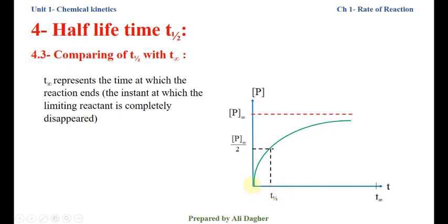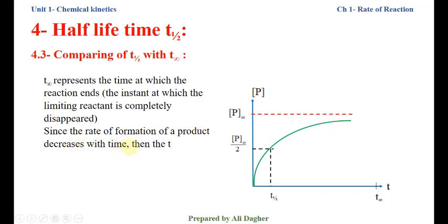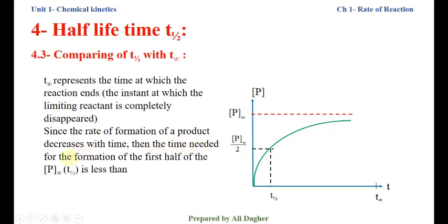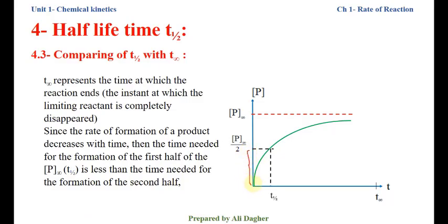Now, since the rate of formation of a product decreases with time, as we have seen in part 3, then the time needed for the formation of the first half of the concentration of product at infinity, which is T1/2. This is the first half of the product formed at end of the reaction.